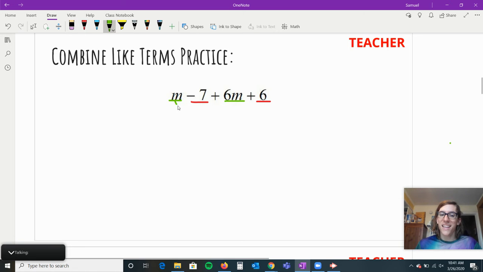So let's combine like terms, terms that are the same, that are like each other. So we've got a positive 1m and a positive 6m. Add those two, we get a 7m, right?